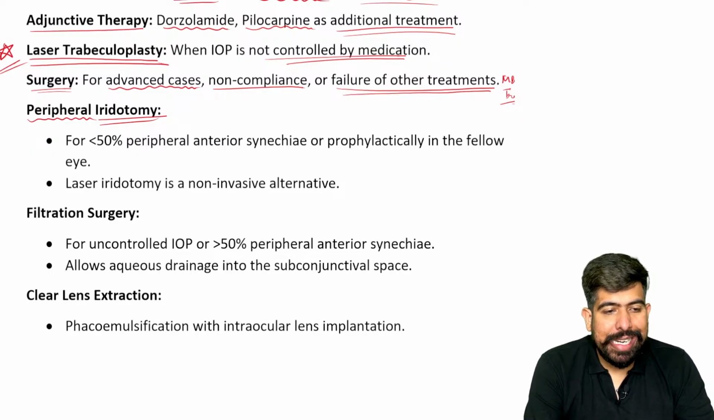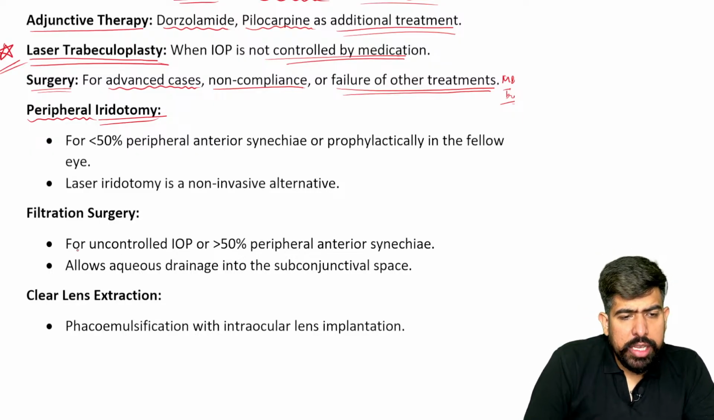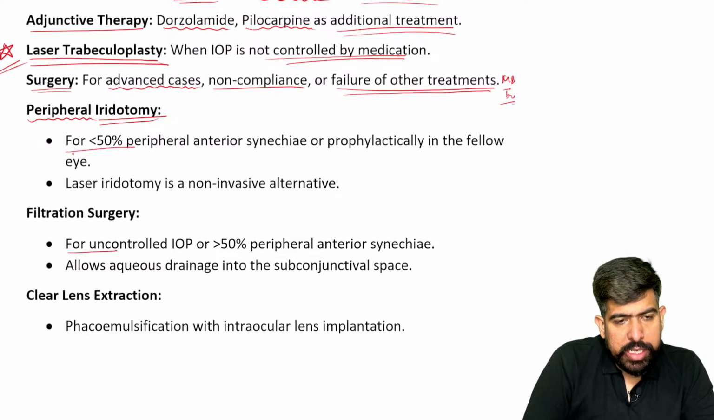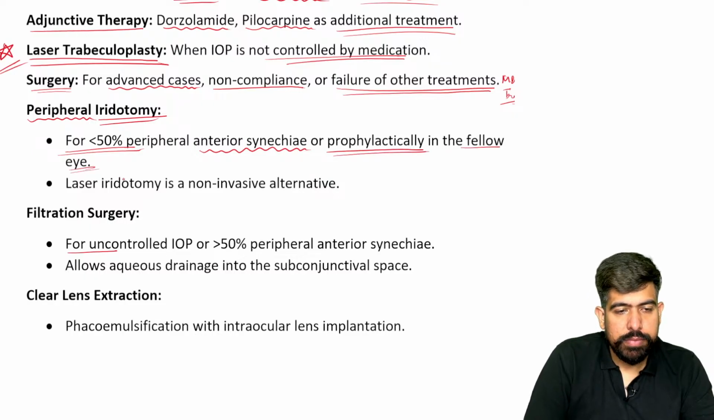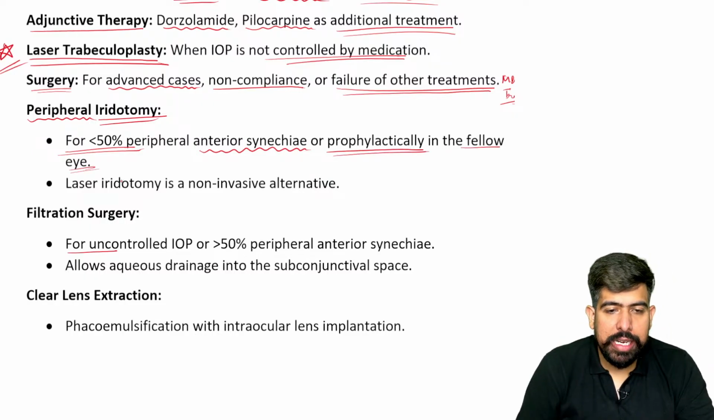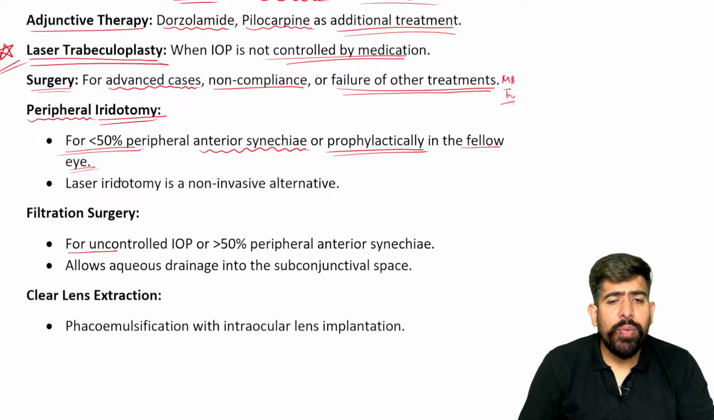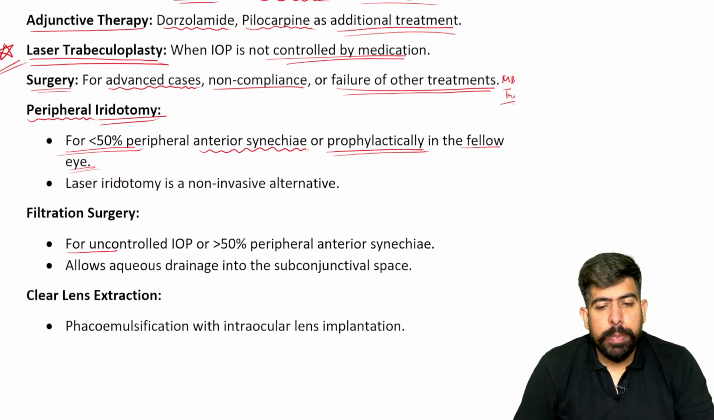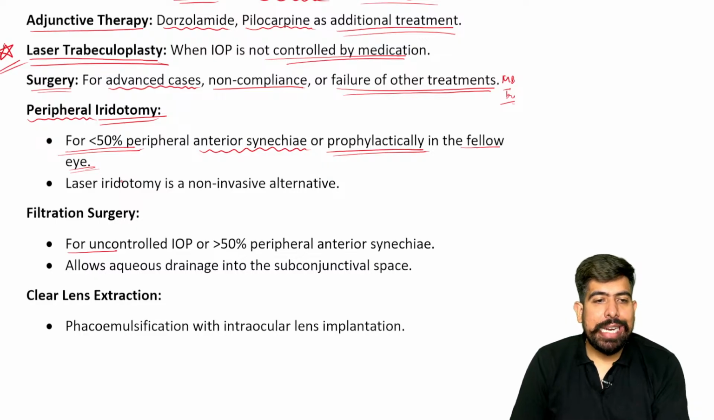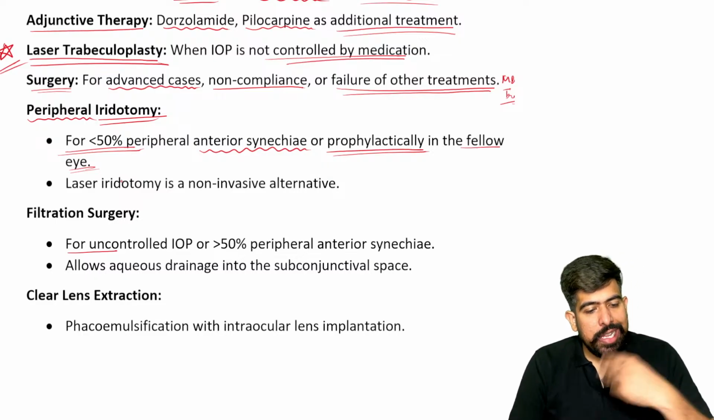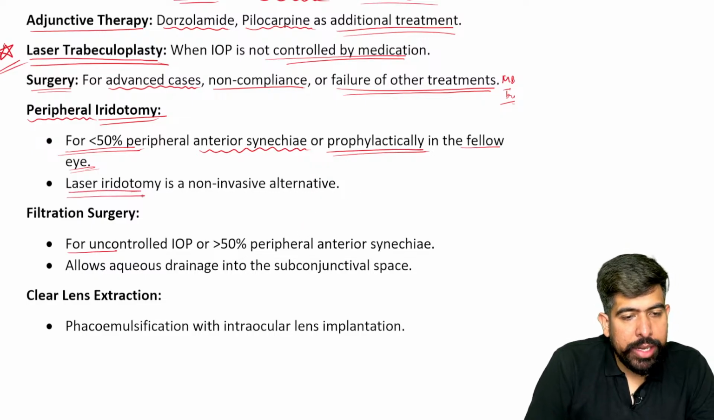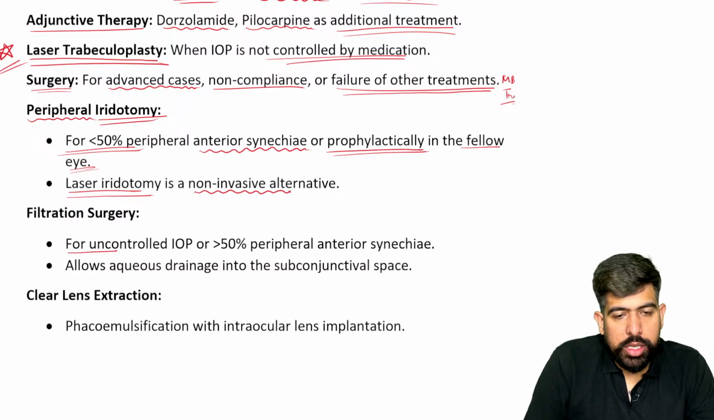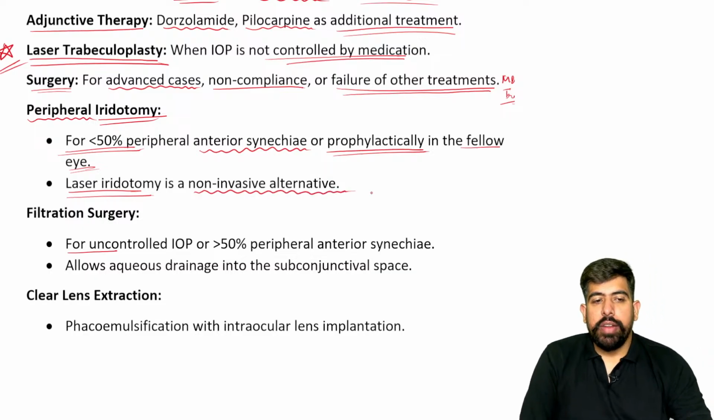So we are bypassing it for uncontrolled cases with 50% peripheral anterior synechiae, or prophylactically in the fellow eye. If the patient is having glaucoma in one eye, we can do it prophylactically for the second fellow eye, so that the patient is not going to get it in the second eye, right? Not only this, we can do laser iridotomy as a non-invasive alternative also.